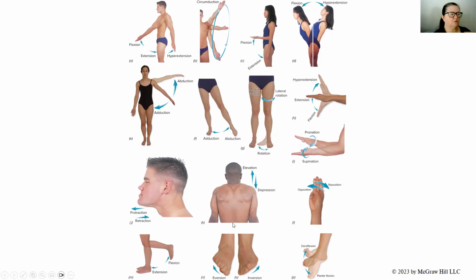Elevation versus depression, this is with the shoulders, so elevate, depress. Opposition versus reposition. So opposition, reposition. We have extension and flexion of the leg. Eversion and inversion of the foot. So if you evert, you're taking the side of your foot and turning it out, versus inverting, which is taking the other side, the medial side of your foot, and bringing it up. And then plantar flexion is down while dorsiflexion is up.